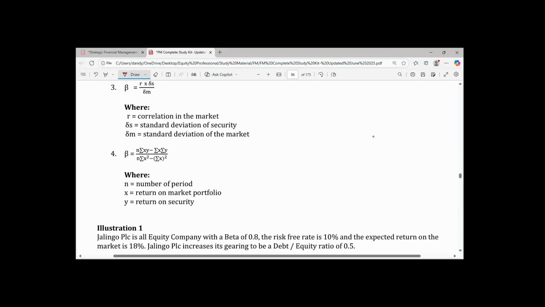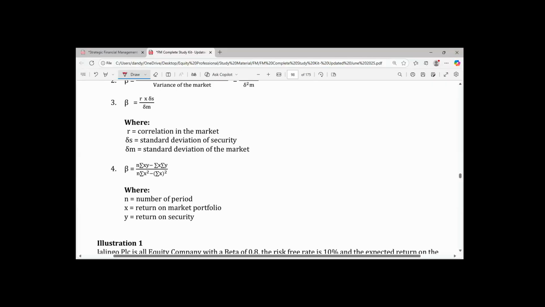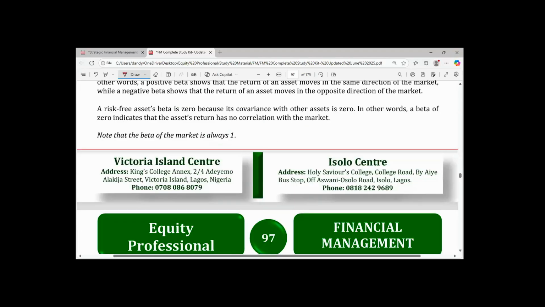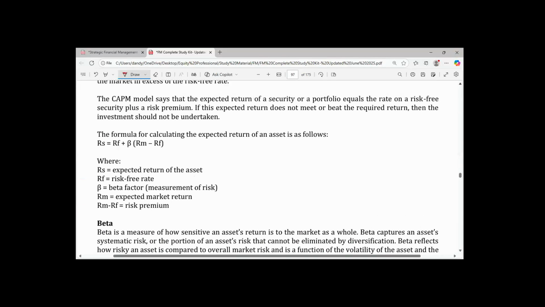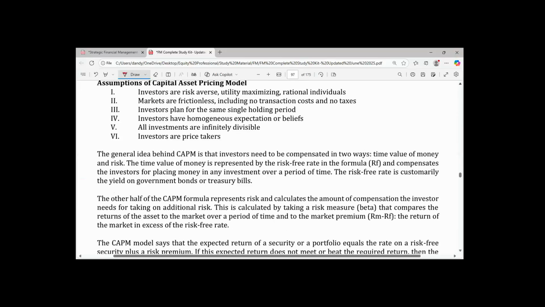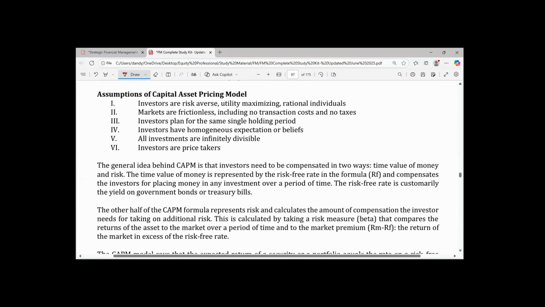We also said that investors are price takers. That is, they cannot influence price. Whatever the market dictates is what the investor will accept, so they cannot influence the pricing. So these are some of the assumptions that we talked about in our last class.